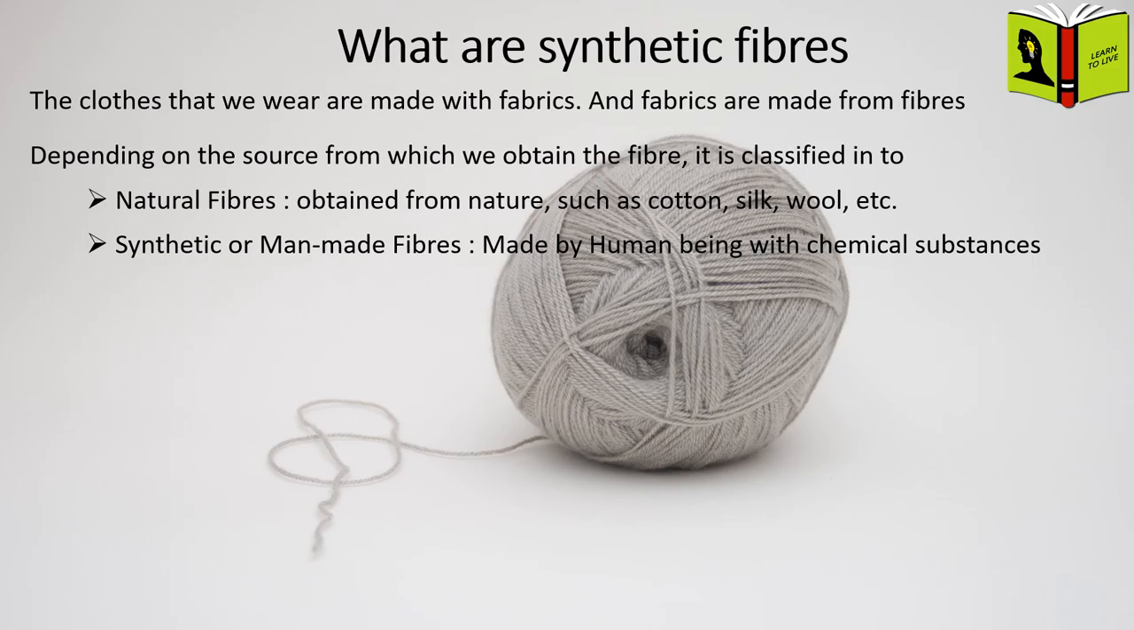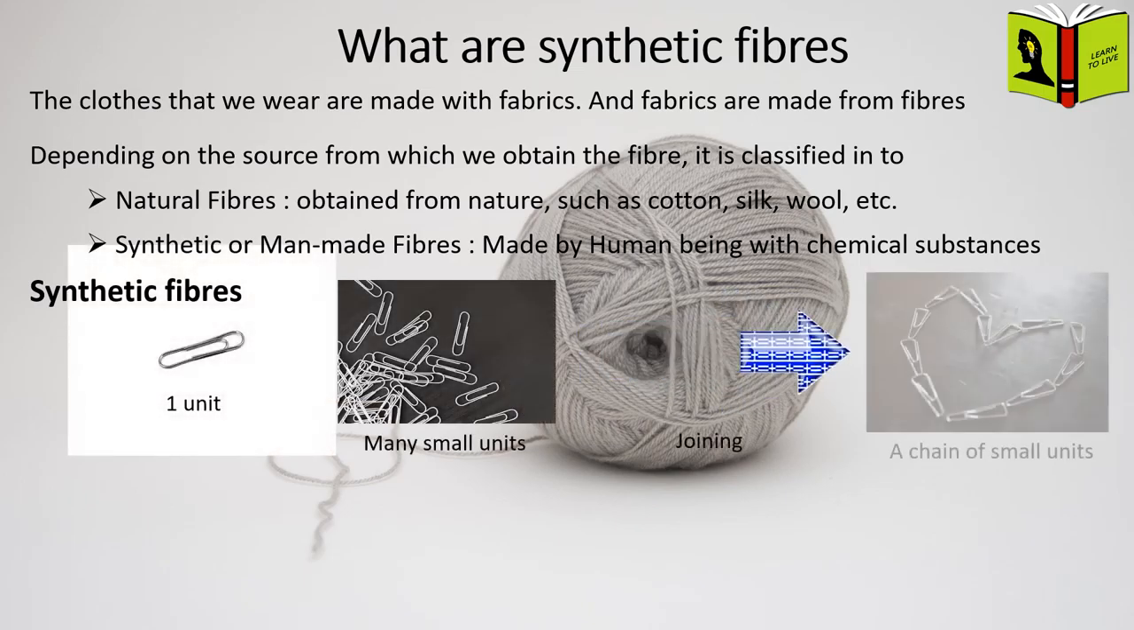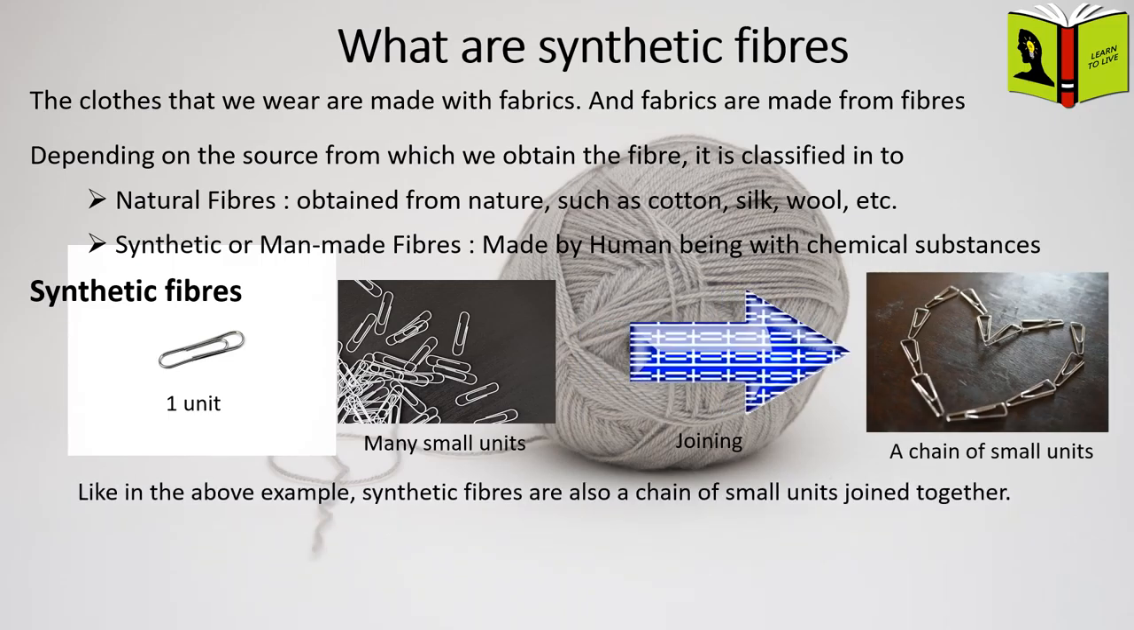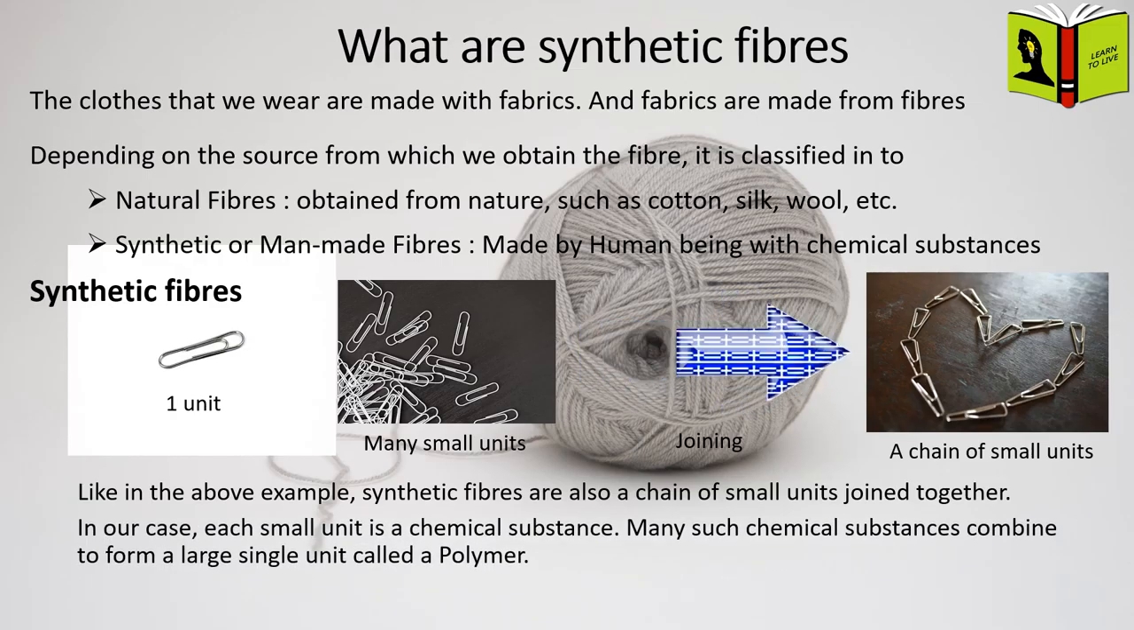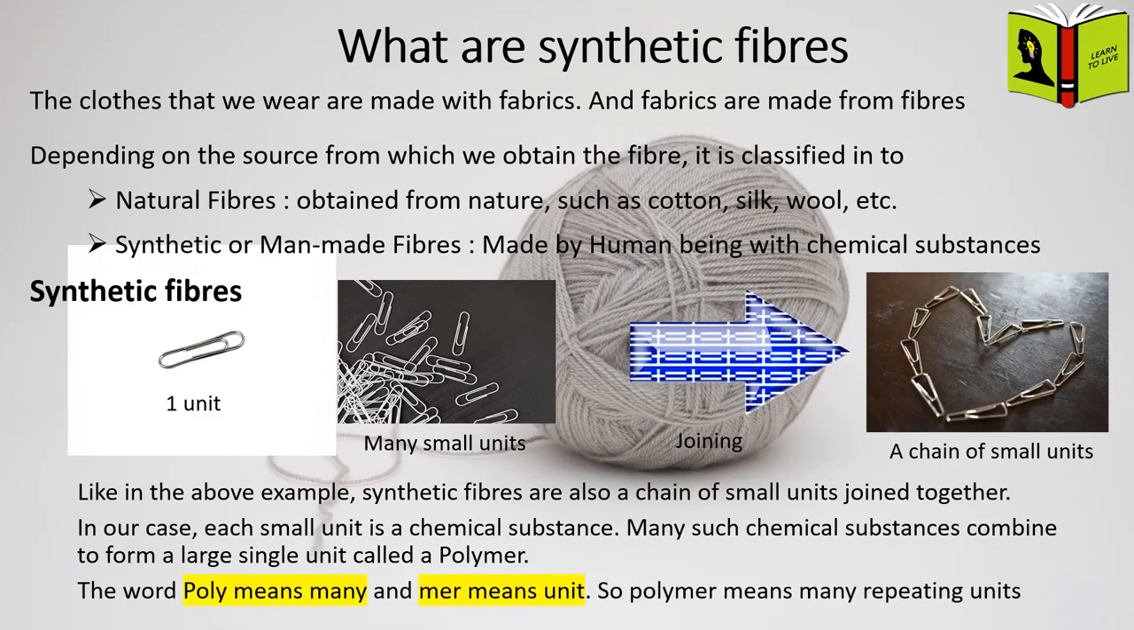Let us learn about synthetic fibers. Consider the following example. Like in the above example, synthetic fibers are also a chain of small units joined together. In our case, each small unit is a chemical substance. Many such chemical substances combine to form a large single unit called a polymer. The word poly means many, and mer means unit. So polymer means many repeating units.